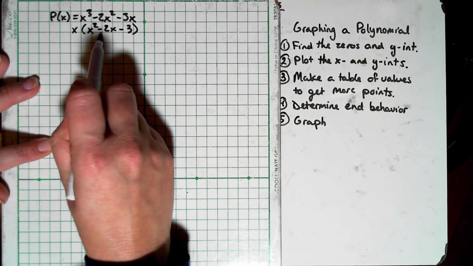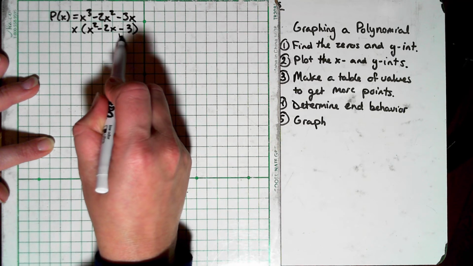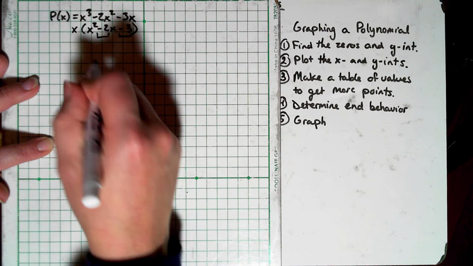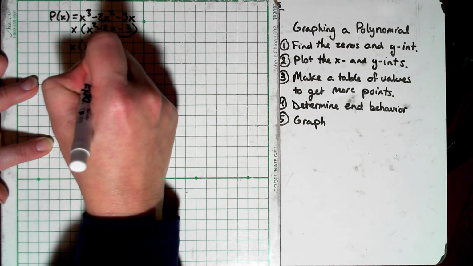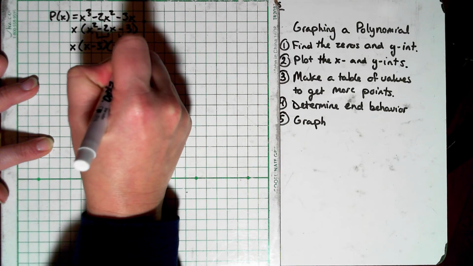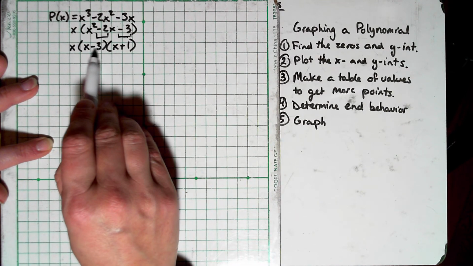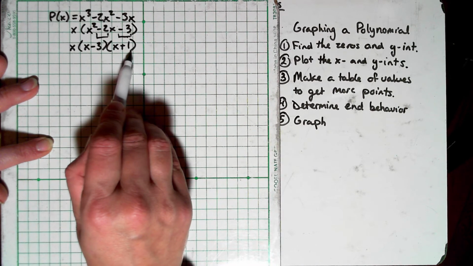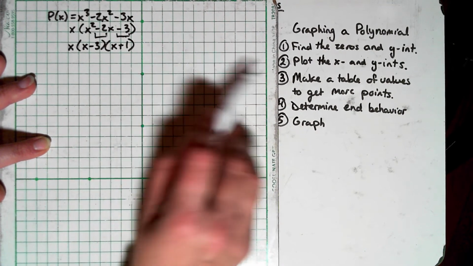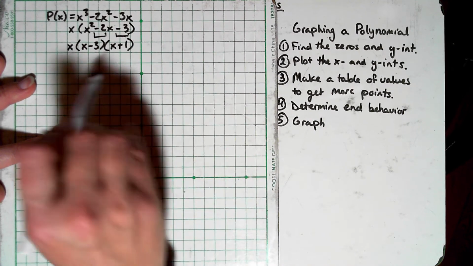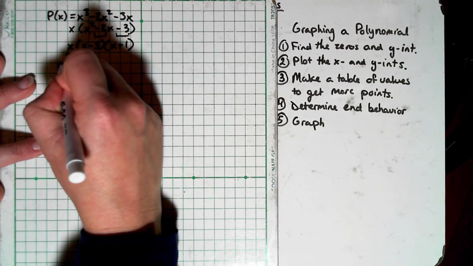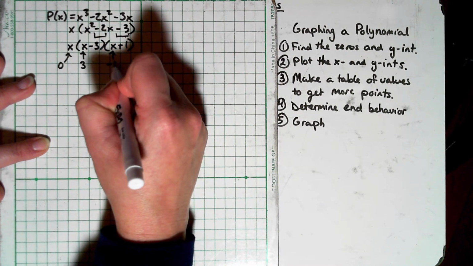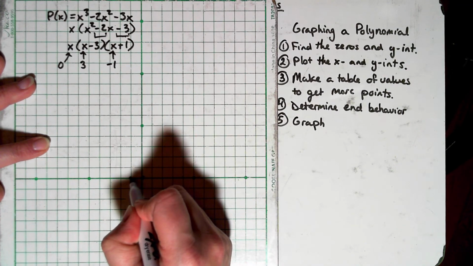And then I need to factor this quadratic. So essentially you're looking for two numbers that multiply to negative 3 and add to negative 2. And that's going to be negative 3 and positive 1. So my factored form would be x times (x minus 3) times (x plus 1). So this is my factored form now. The next thing I need to do is find the zeros and the y-intercept. So my zero for this x is 0, for this one is 3, and for this one is negative 1. And I'm going to go ahead and put those on my graph.